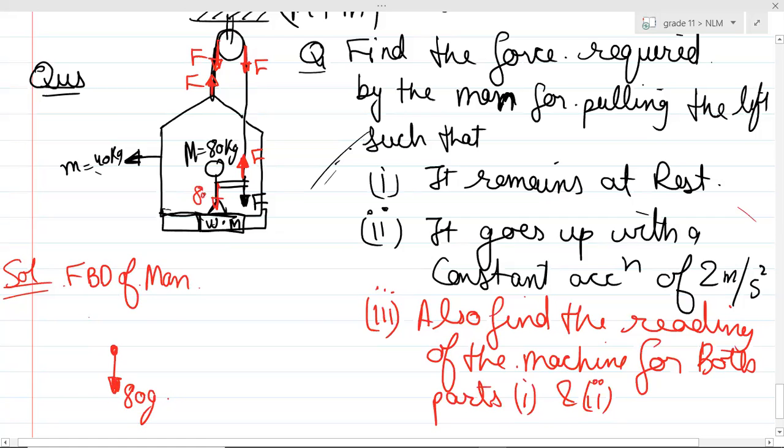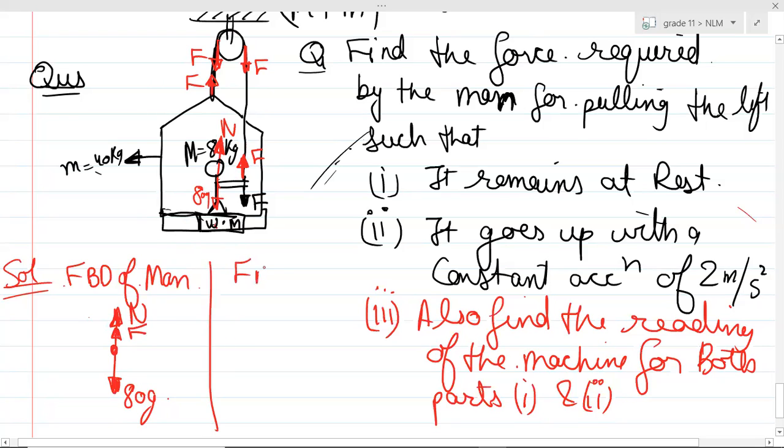Yes, sir. The normal reaction from the machine or the normal reaction from the platform, right? I'm telling you, this weighing machine is attached inside this cabin. So this normal reaction up. Apart from this, can you see one more force which is acting on the man? This F. So one more force F.